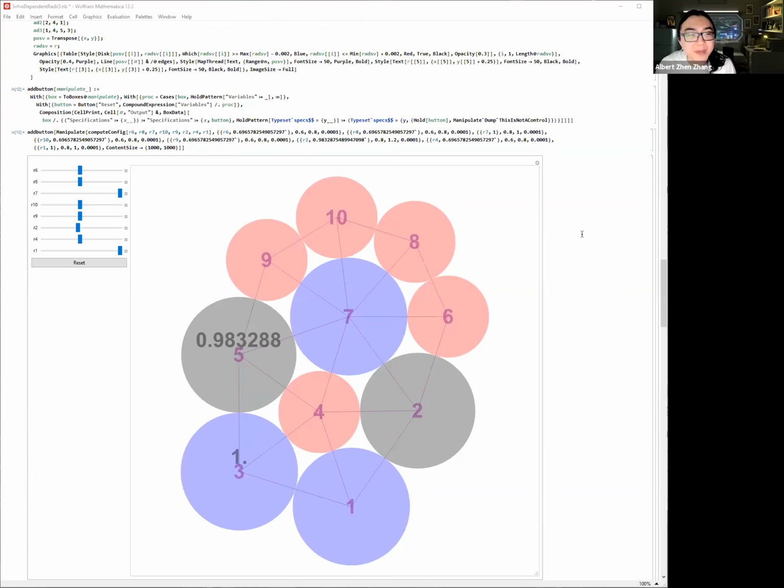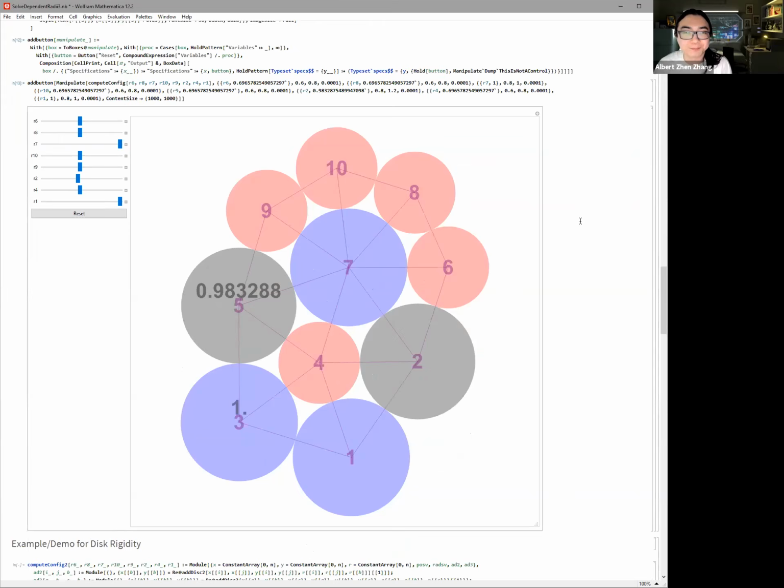Stop sharing this screen, and then, can you see my screen for Mathematica? Yes.